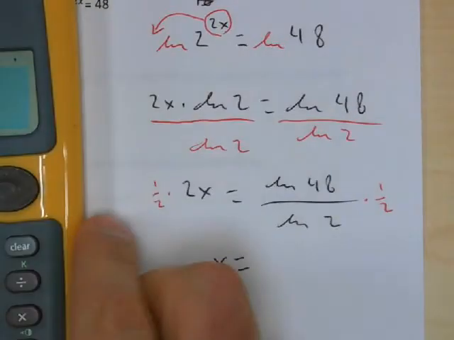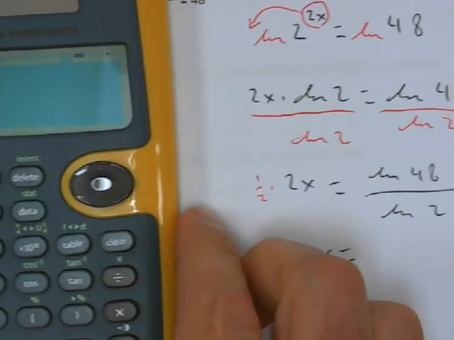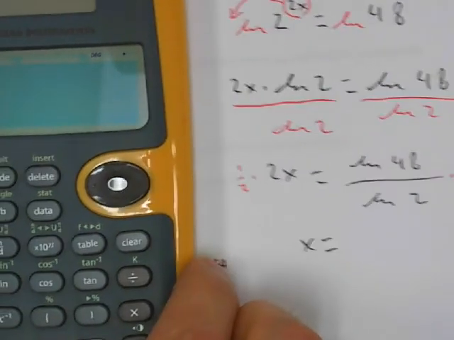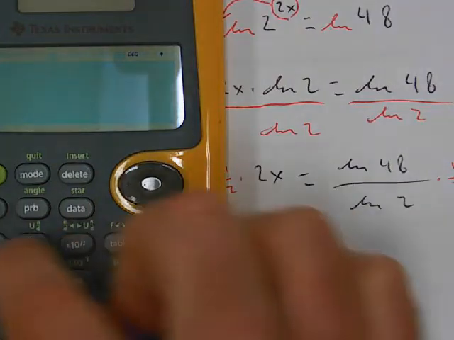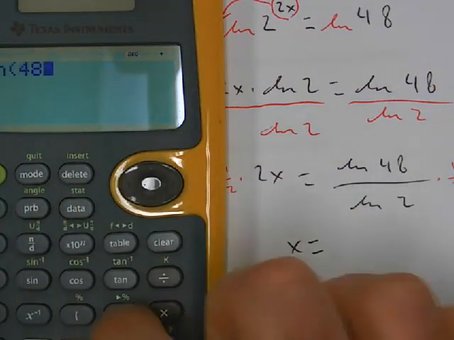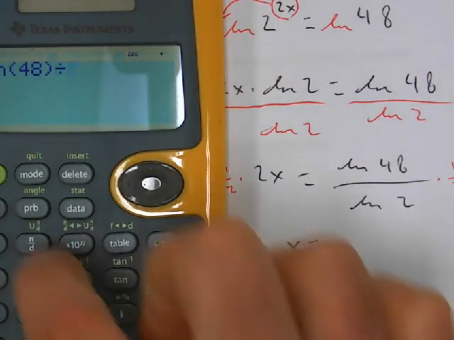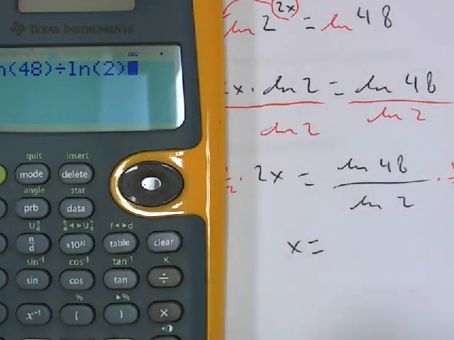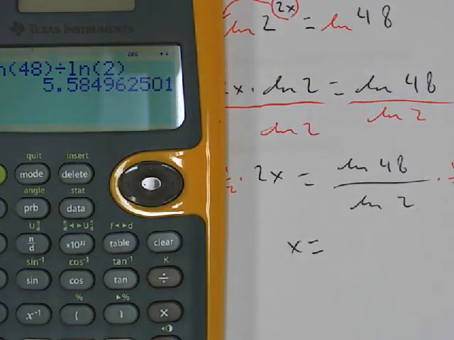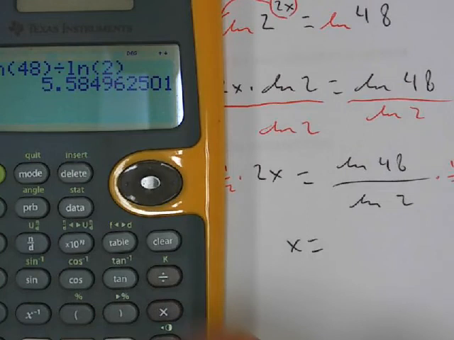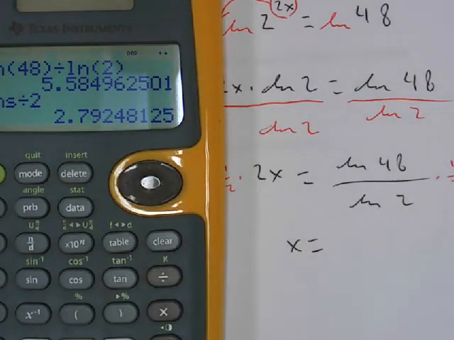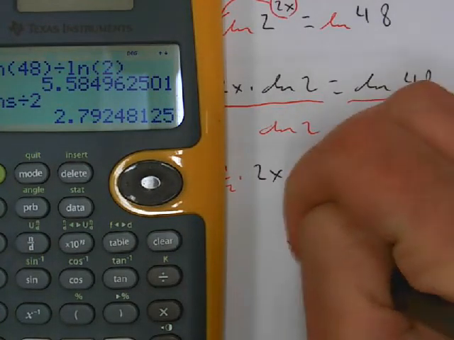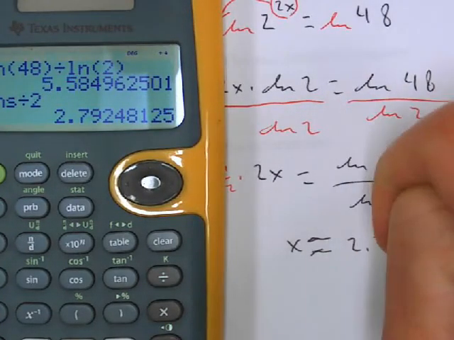So let's take a look in our calculator. Okay, so we want to do the natural log of 48 divided by the natural log of 2. And then we get that answer, which, like we said, 5 point something. And then I want to divide that answer by 2. And then so x is about 2.792. So x is approximately 2.792.